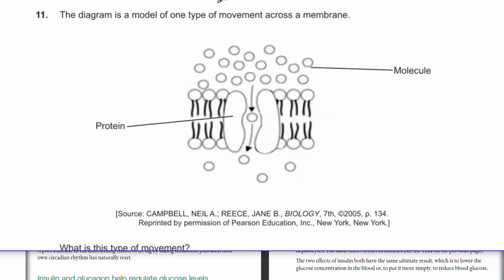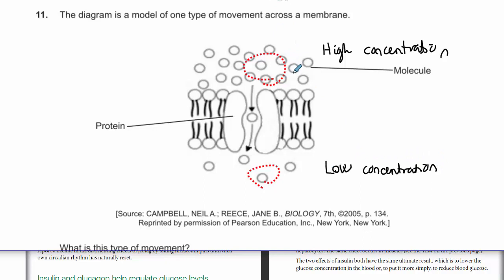11. The diagram is a model of one type of movement across a membrane. And we can very easily see that here on this side, let's say it's the inside, you have high concentration, and here on the outside you have low concentration. And we see also that these, let's think of them as ions. We don't know if they are, but let's just think that they can't go through here, because if they are polar, they won't go through the hydrophobic core of the phospholipid bilayer membrane. These fatty acid tails are really hydrophobic and hate everything polar.